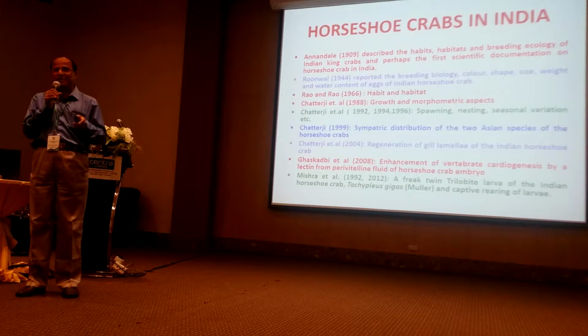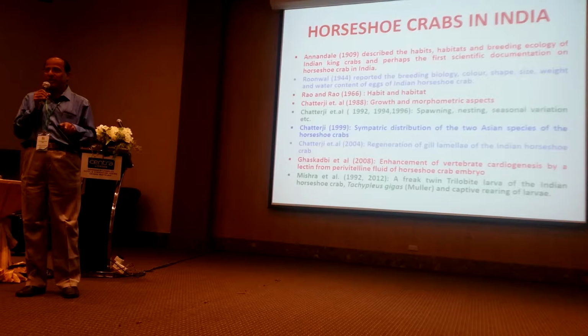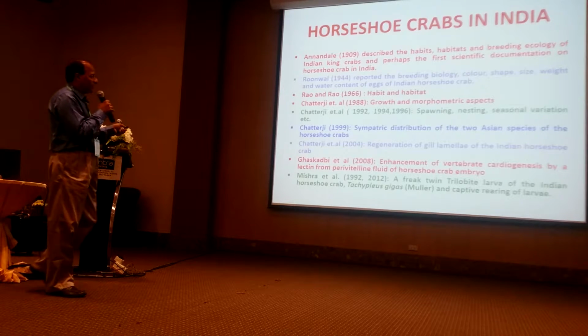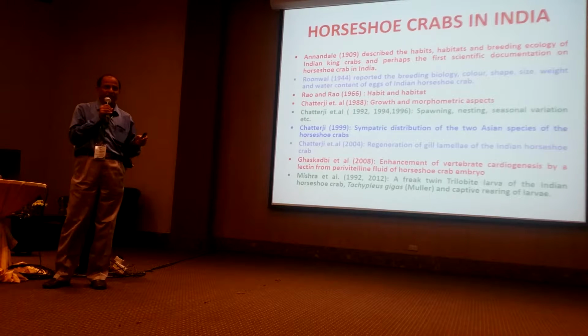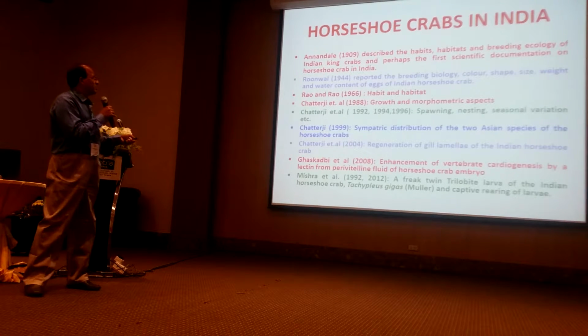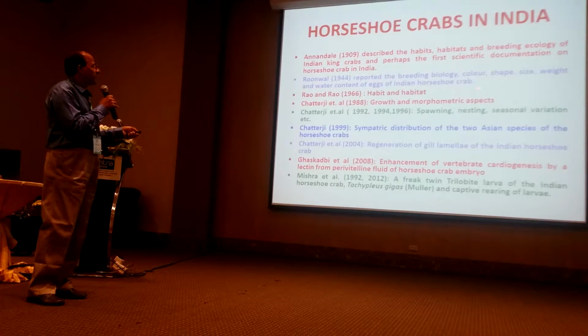Probably some scientific literature from the western part of the globe might have this type of description before, but in scientific literature in India, Annandale in 1909 is taken as the first report of the Indian horseshoe crab. Then Runwal, 1944, reported the breeding biology, color, shape, size, weight, and water content of the eggs of the Indian horseshoe crab.